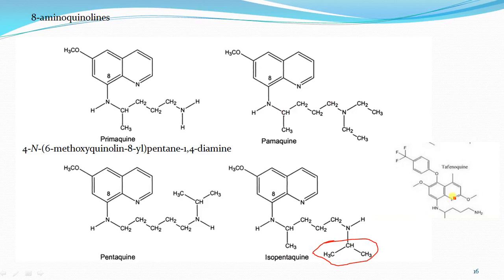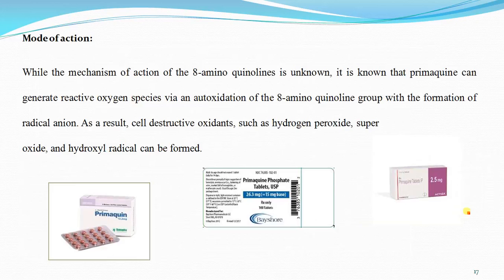When we consider this, the 2nd position is substituted with methoxy, then the 3rd and 4th positions are substituted with methyl, then the 5 position is with phenoxy, with trifluoromethyl. And the 6 position is also methoxy. This is also a diamino pentane, 1, 2, 3, 4, 5. So this is tafenoquine under the heading of 8-aminoquinolines.